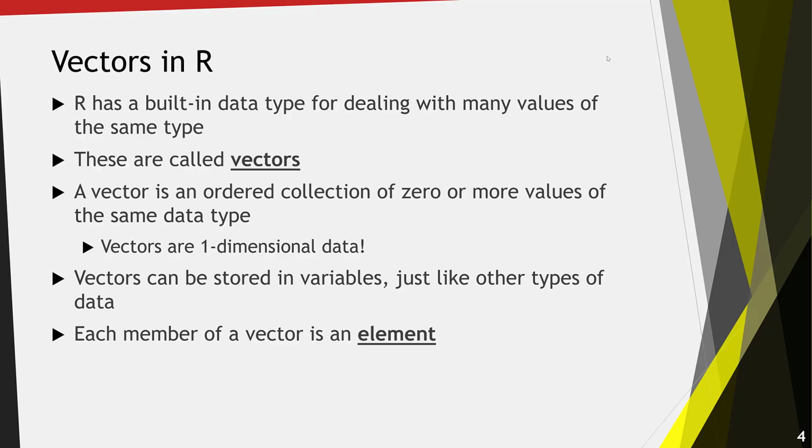A vector is an ordered collection of zero or more values of the same data type. So you can think of vectors as one-dimensional data. Vectors can be stored in variables, just like other types of data, and we're going to refer to each member of a vector as an element.